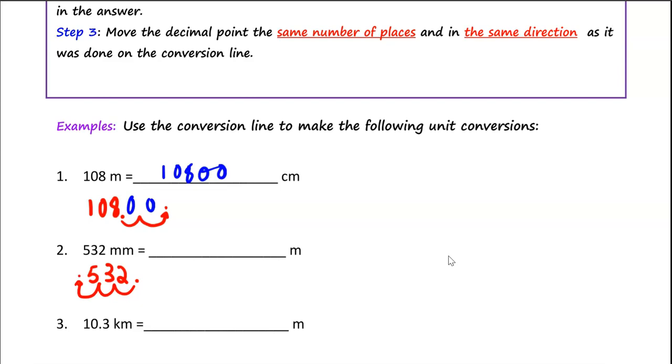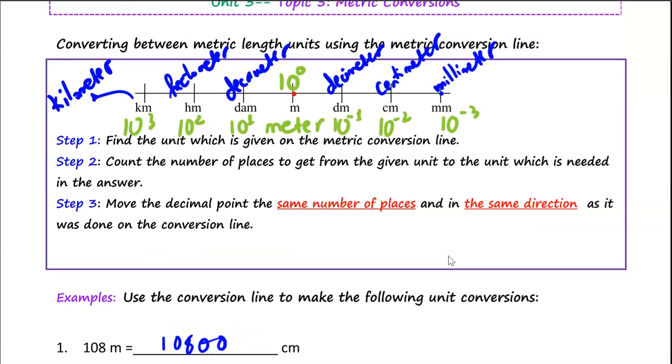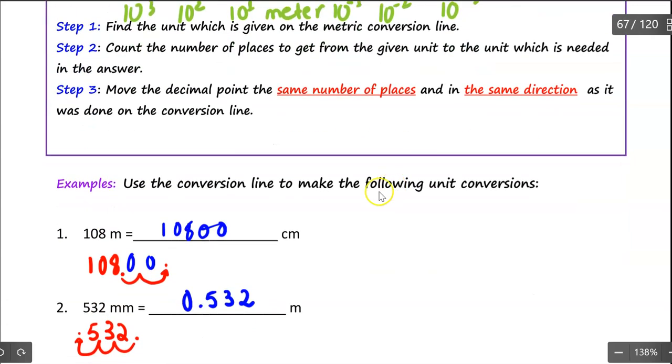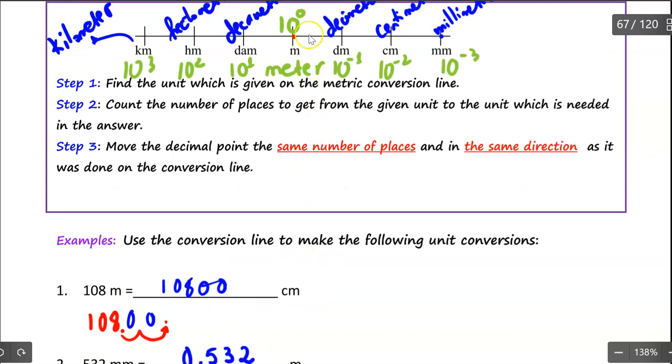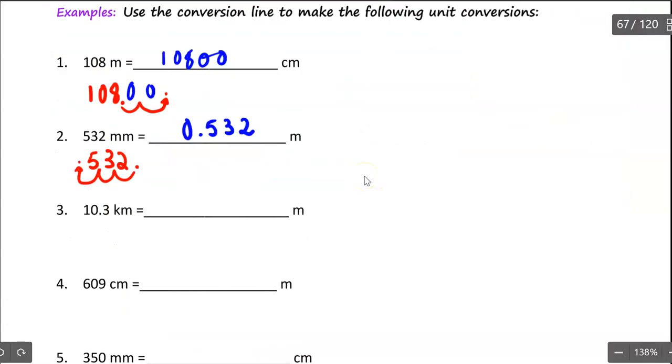So what happened to this number now? I'm going to put 0.532 meter. Okay. So the concept is locate the decimal point, move the decimal point, place the decimal point on this conversion line and move it to where you need to convert the unit to. And depending on whether you are moving to the right or to the left, you are going to do the same thing for your decimal point.